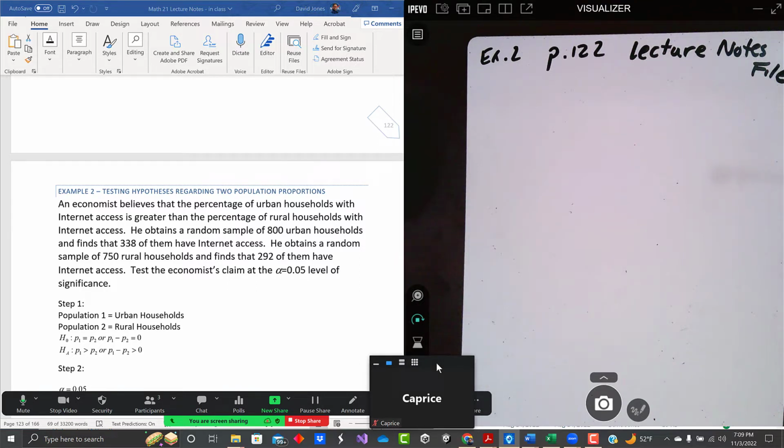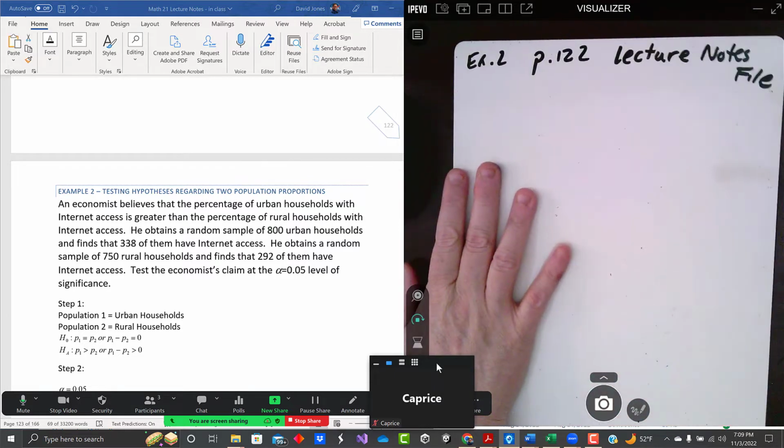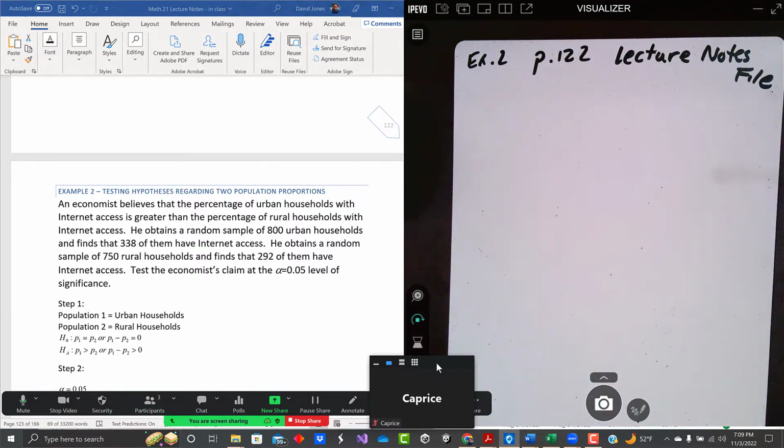Okay, so it says an economist believes that the percentage of urban households with internet access is greater than the percentage of rural households with internet access. He obtains a random sample of 800 urban households and finds that 338 of them have internet access. He obtains a random sample of 750 rural households, and finds that 292 of them have internet access. Test the economist's claim at the alpha equals 0.05 level of significance.